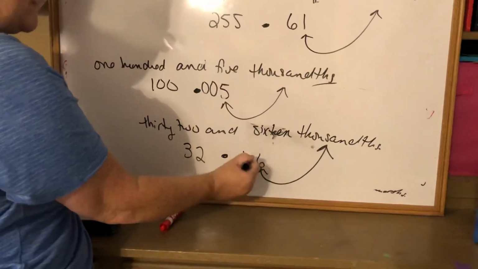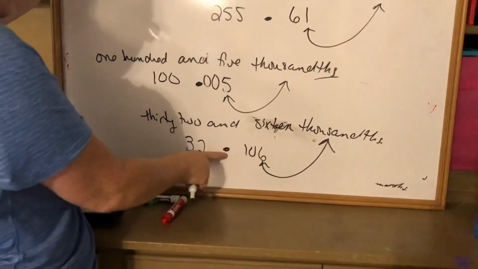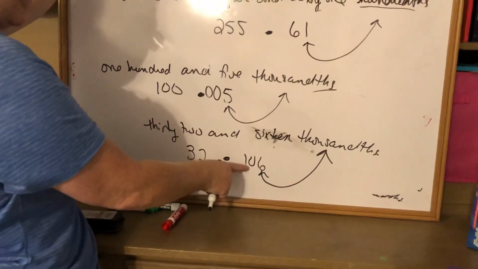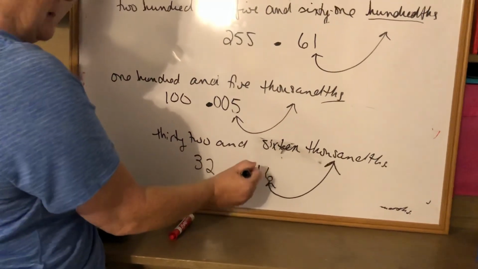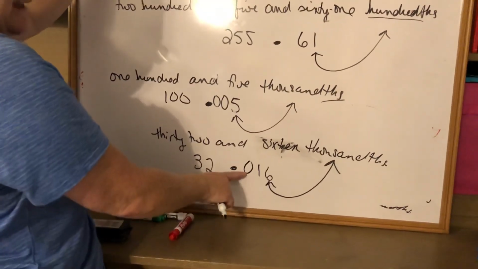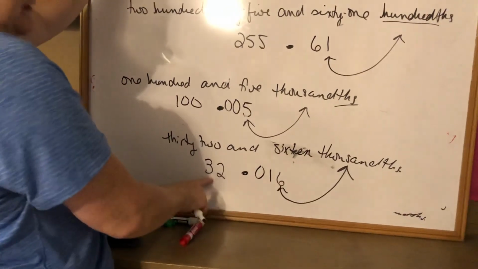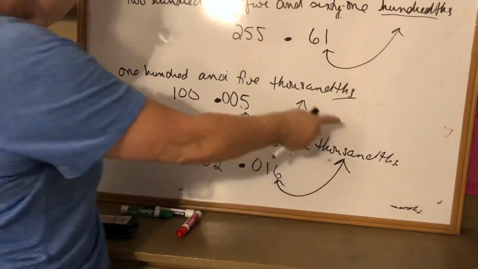If you put it between here, is that 16? No, that's 32 and 106 thousandths. That's not 16. So we got to put this 1 back here, and I'll put a 0 here. So now this is in the tenths, hundredths, thousandths, and this is 32 and 16 thousandths.